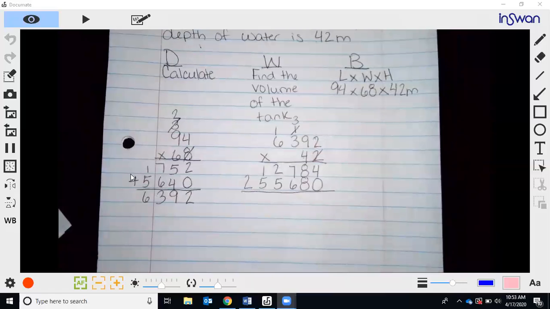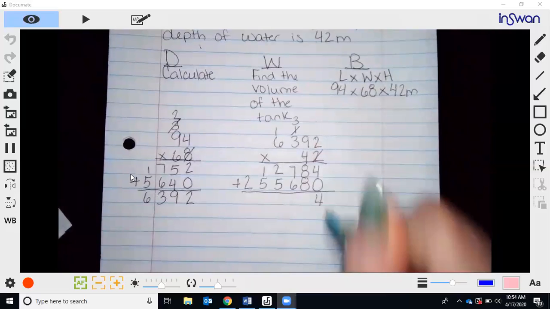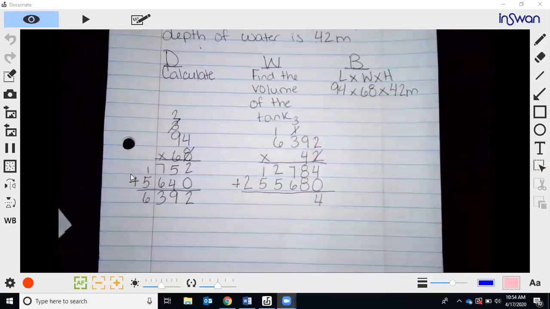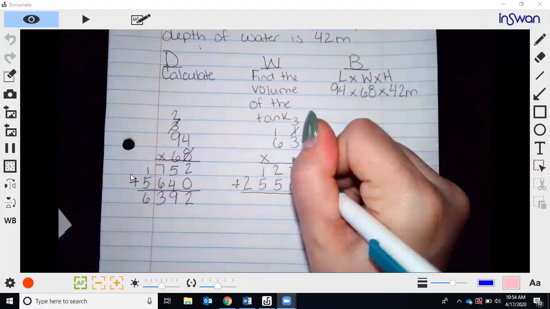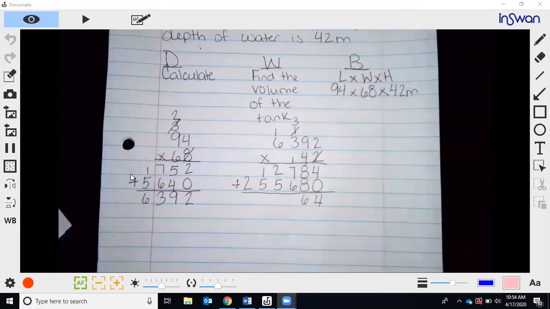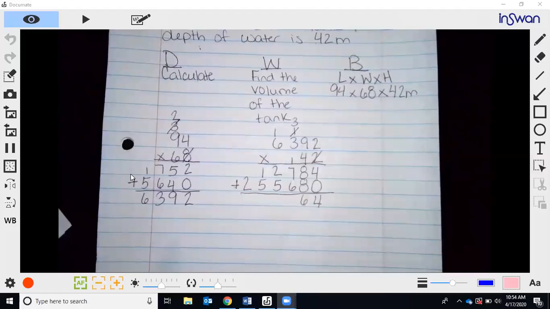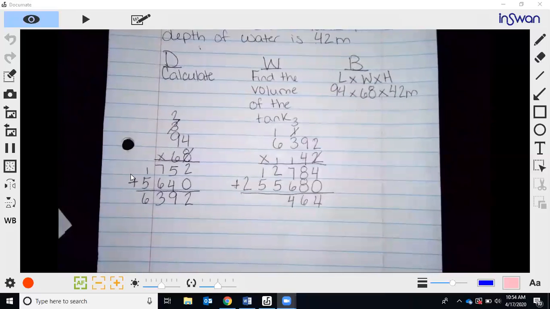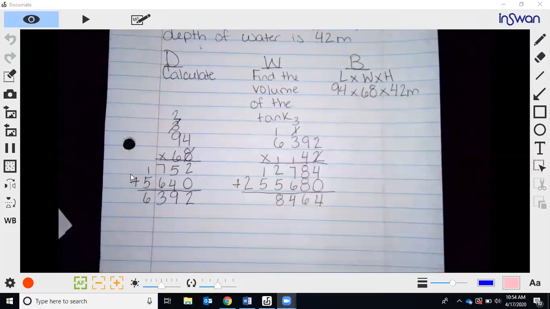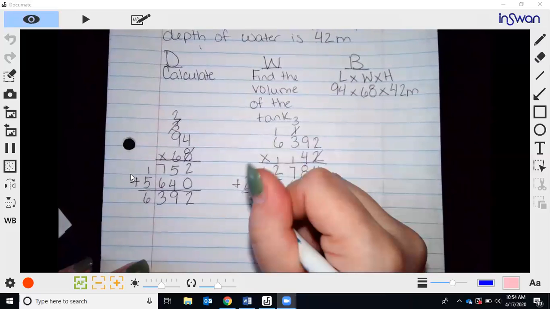Now we add them together to get our final total. 4 plus 0 is 4. 8 plus 8 is 16. 7 plus 6 is 13. Plus 1 is 14. 2 plus 5 is 7. Plus 1 is 8. 5 plus 1 is 6. And 2 plus nothing is going to be 2.